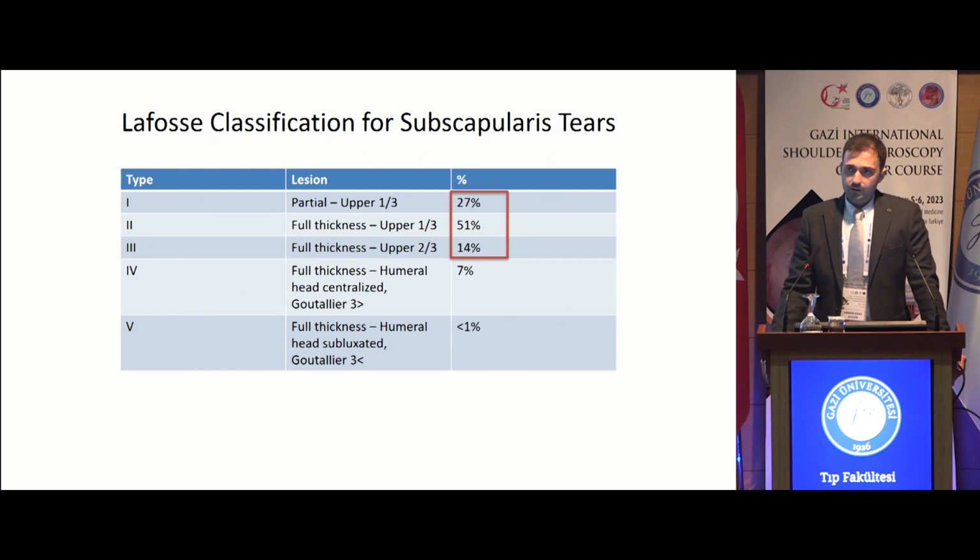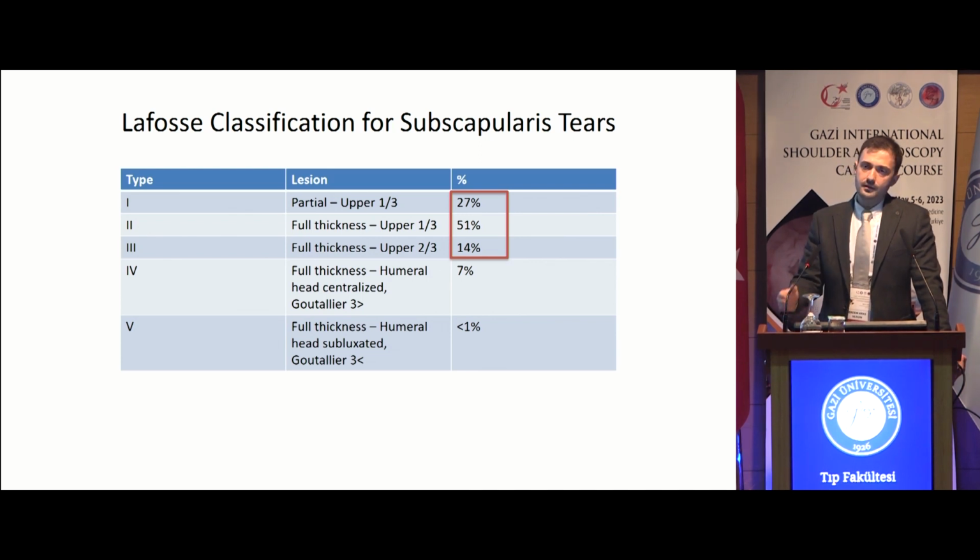Once you identify the tear, you have to classify it to choose the appropriate treatment. Lafosse classification is the most commonly used classification. The first 3 types of tears make up for more than 90% of the tears. The first one is rather less encountered, but type 2 and type 3 are full thickness tears of the subscapularis, with the upper 2/3 or 1/3 of the tendon being disrupted.